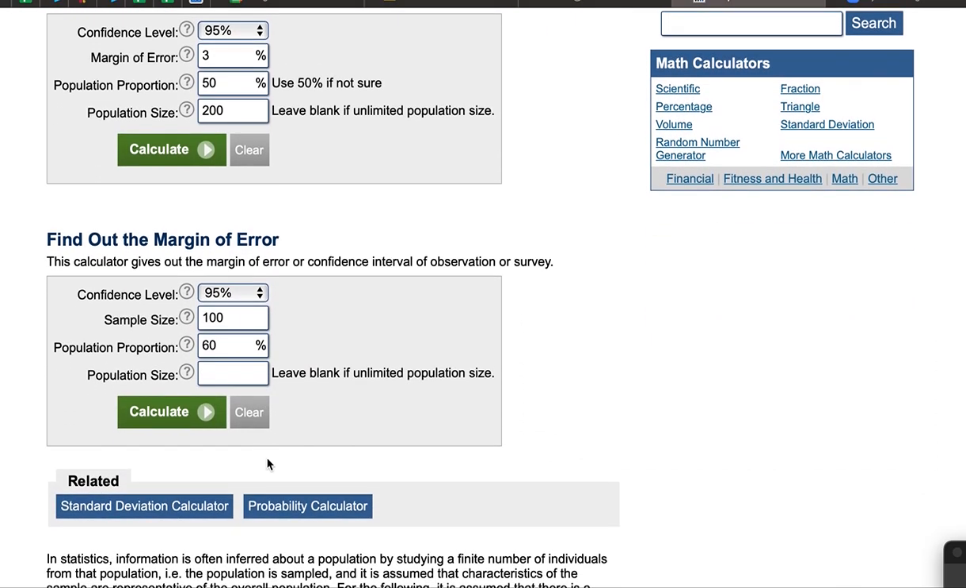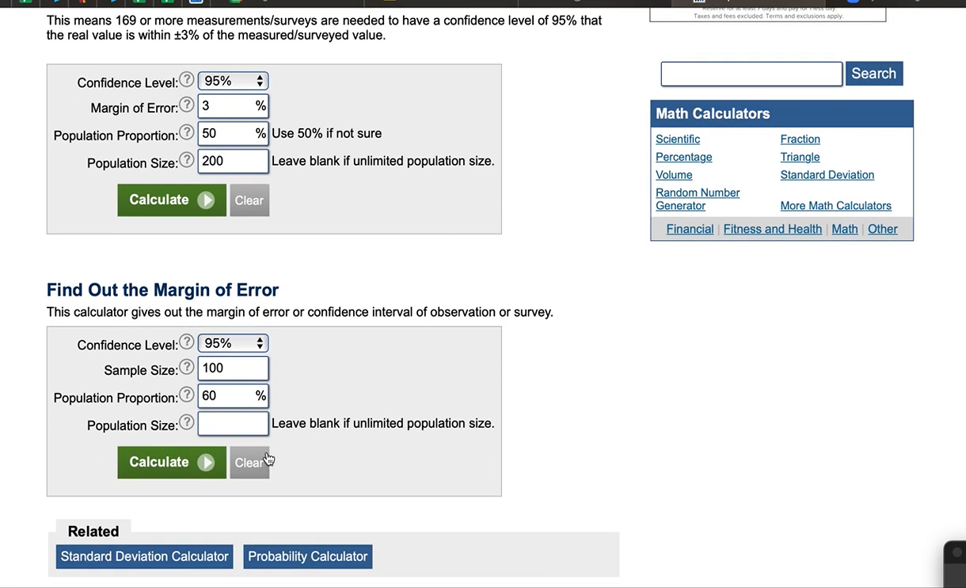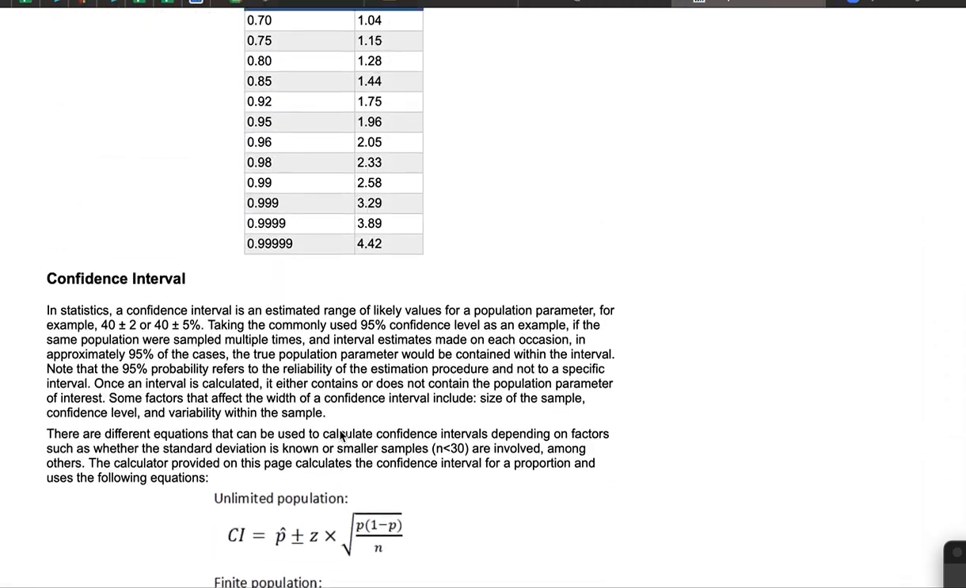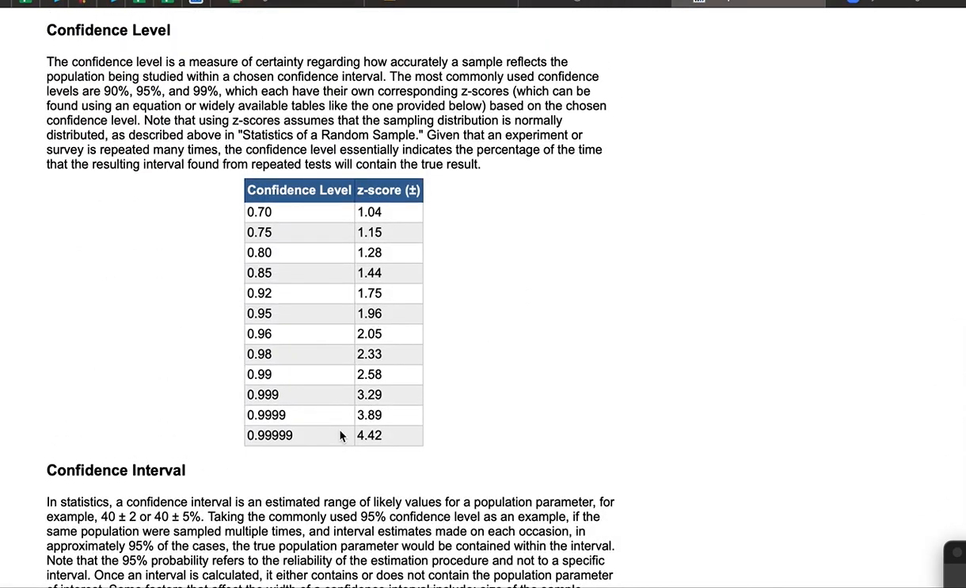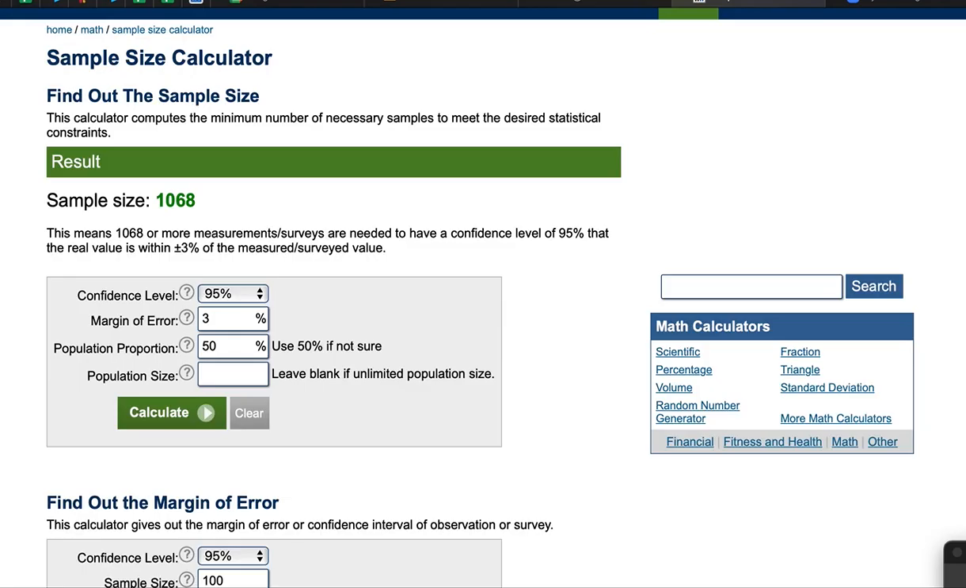And then this calculator will also allow you to find out the margin of error. So similarly, let's say you have a population of 2,000 people using these criteria, it will give you a margin of error and a z-score of particular amount. So if you want almost 99.9% accuracy, you would get a z-score of 4.42. So that's another calculator that you might need for the upcoming homework.